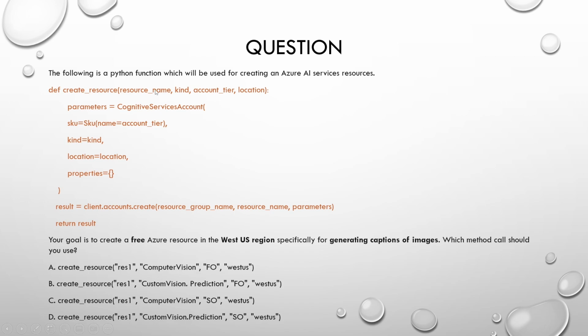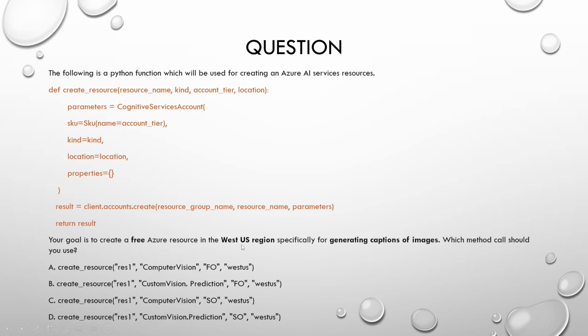Now the first parameter is resource name. Resource name can be anything. You can give any name to your resource. So let the resource name be res1. Now the service is computer vision. The next requirement is to create a free Azure resource. There are two types of resources. One is F0, which is the free one, and then there is S0, which is the standard one. That is the paid one. So we need a free resource, so the argument to pass is F0.